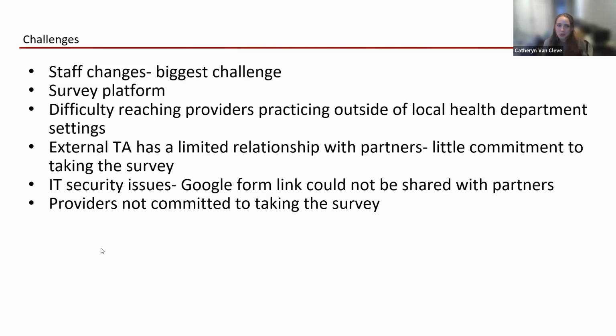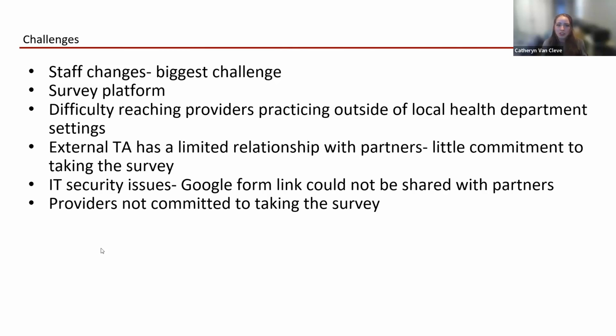We also had issues with our survey platform, as I discussed, just because of our cybersecurity situation and a lack of technical assistance on the Hepatitis C survey. It got pretty messy there with the Word documents. And these last few points really go into just how difficult it was for us to reach providers in clinical settings outside of local health departments, because we just don't have the same relationship with those providers as we do with the ones operating in health department settings.